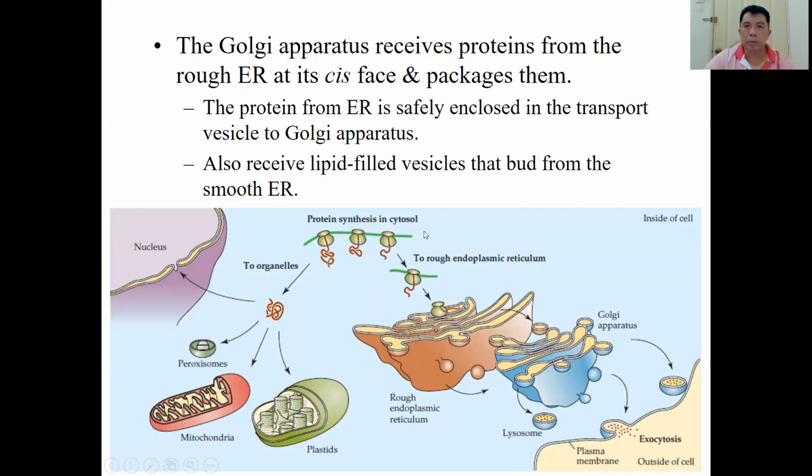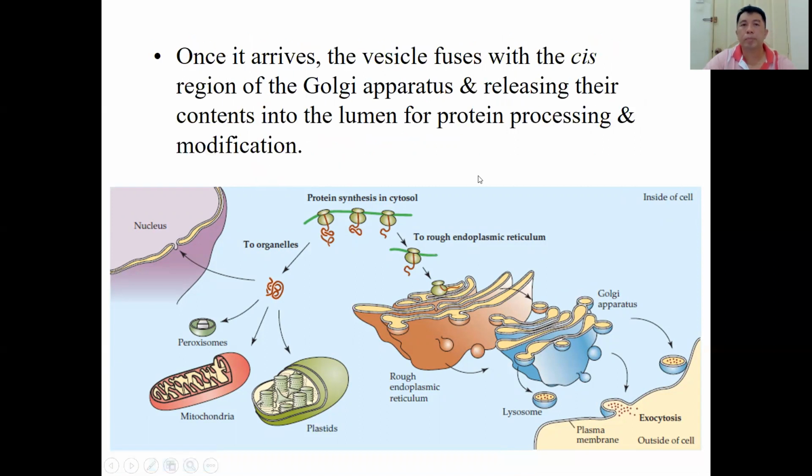Okay, the Golgi apparatus receives proteins from the rough ER. So as I told you, as a cis phase here, then it packages them. Then the proteins from the ER are safely enclosed in transport vesicles to the Golgi apparatus. Then it also receives lipid-filled vesicles from the smooth ER. So remember, it not only receives the protein from the rough ER, it also receives the lipids that are synthesized from the smooth ER. Okay, remember this.